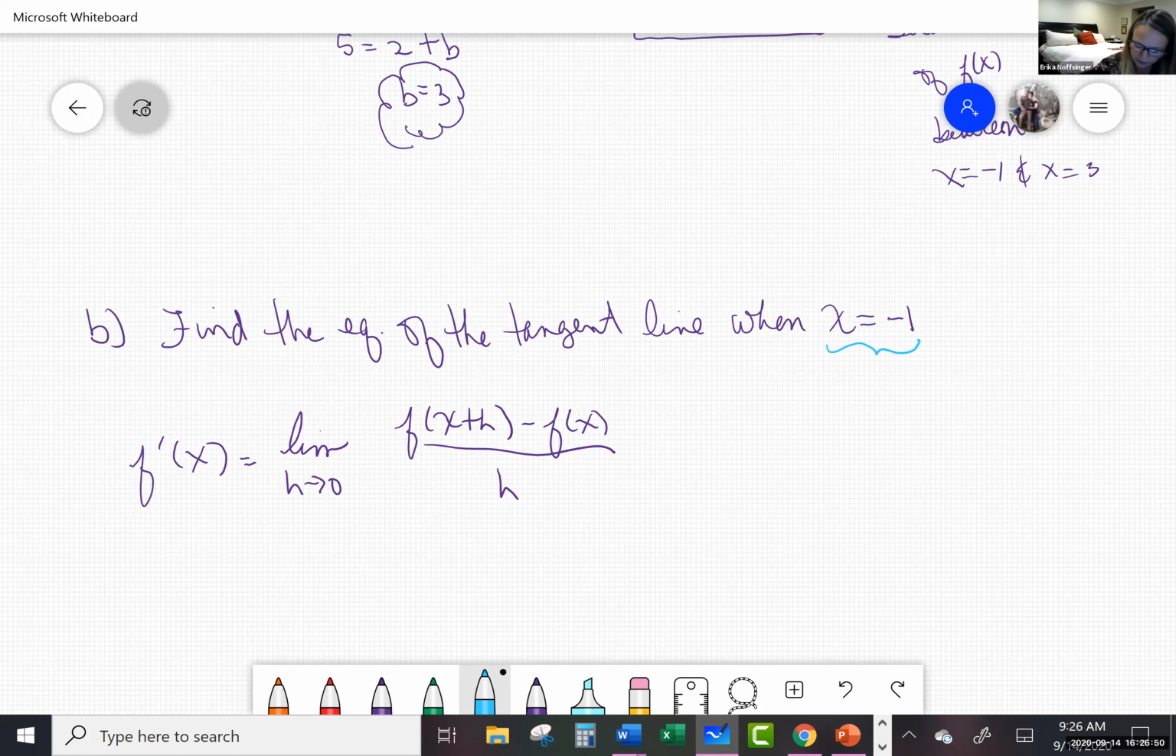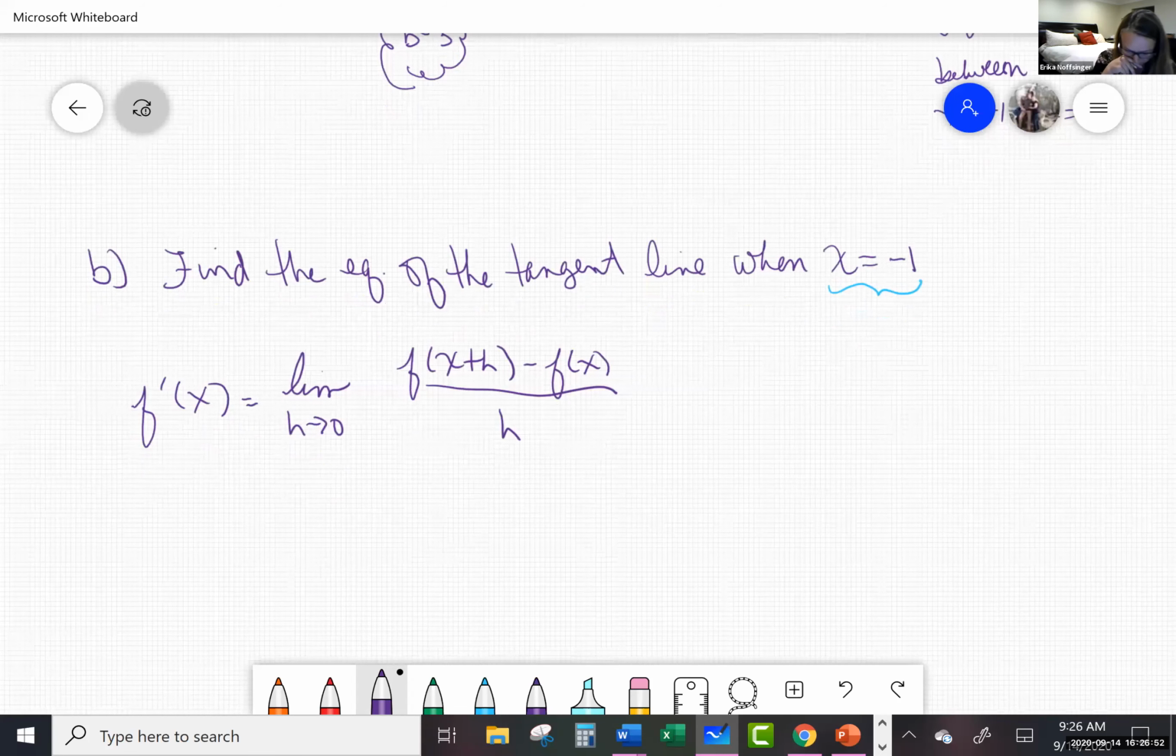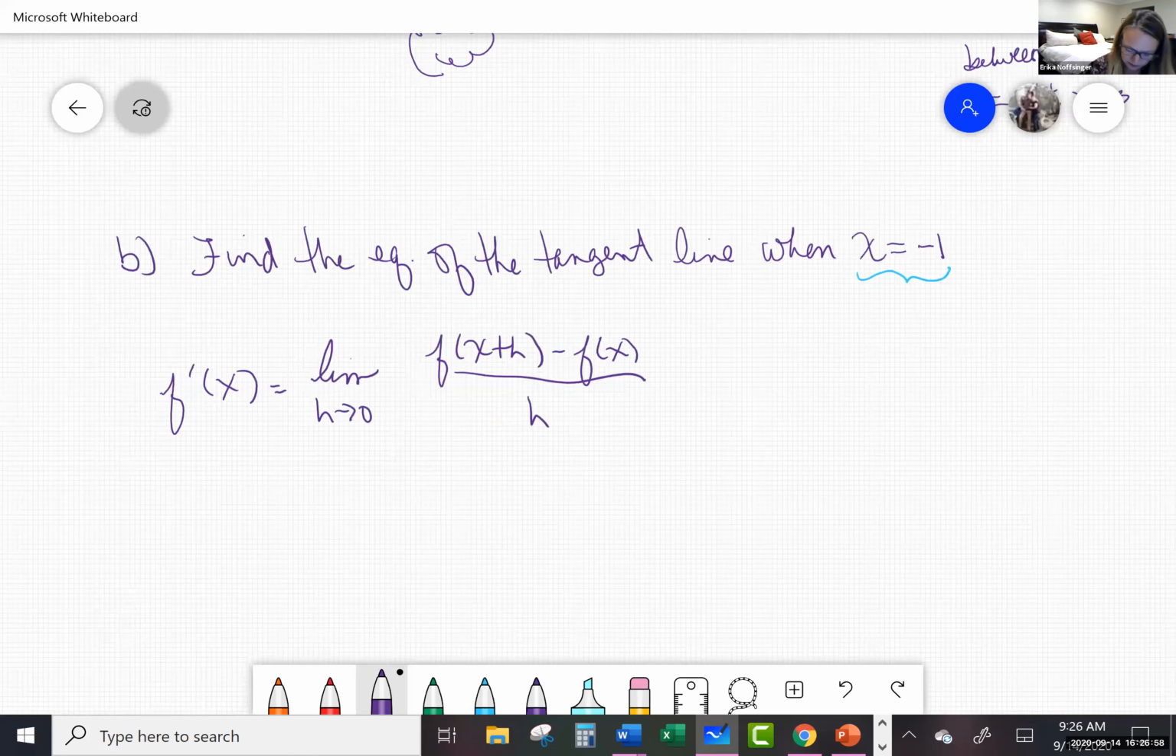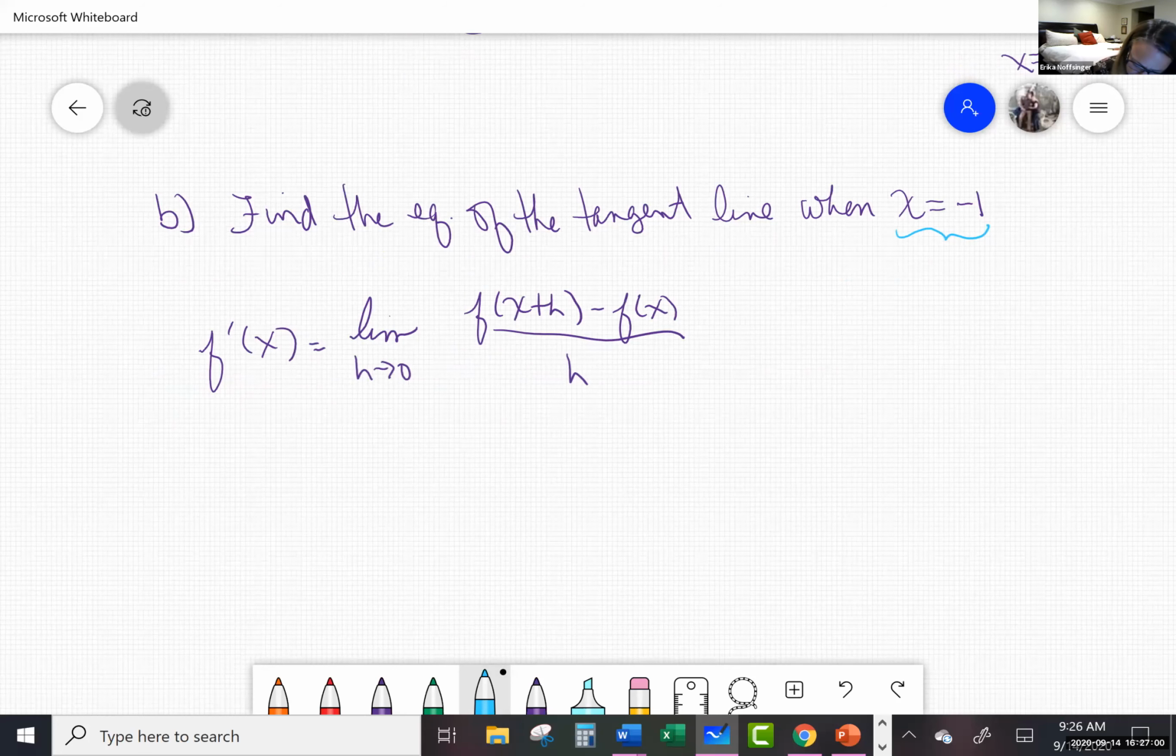So if we go in here, actually, I'm just going to do it the normal way. Let's just go in and plug in x plus h wherever we see an x in f of x. And recall our function f of x. I'm just going to write it up here again. That was equal to 6 minus x squared.